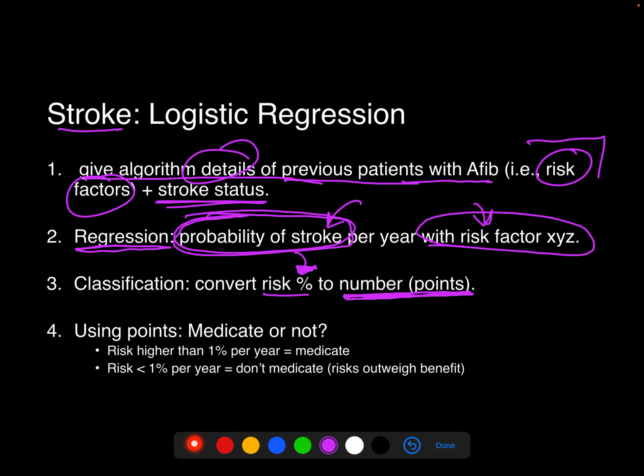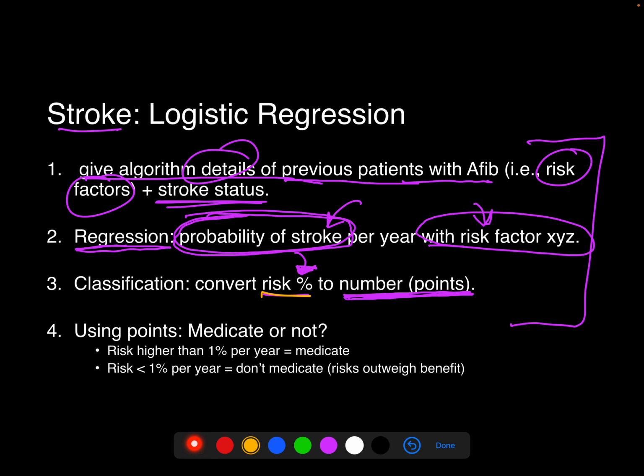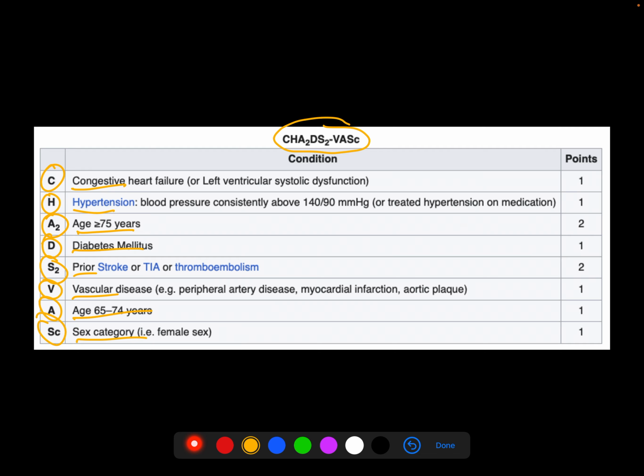And these steps, they actually did this very, very nicely, and clinicians use it regularly, and it's called the CHA2DS2-VASc score. So each of these letters stands for each of these risk factors for stroke in an atrial fibrillation patient. And based on the classification, converting the risk percent to numbers, each of these risk factors was given a certain number of points.